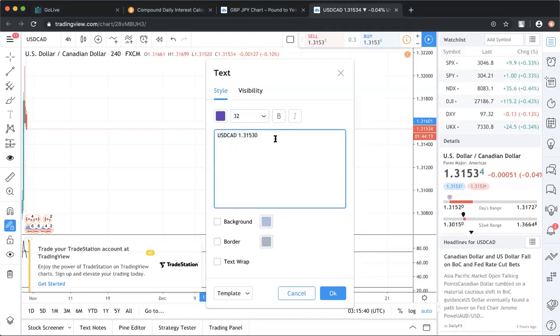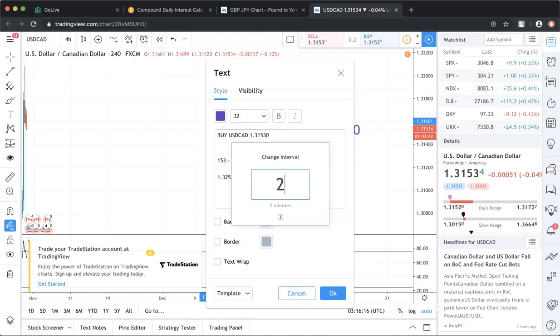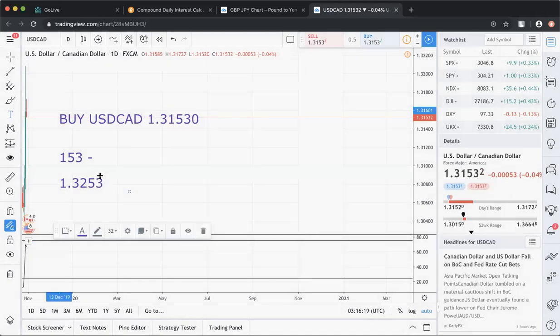So in order to calculate this a little faster, what I do is I focus on these 3 numbers, where I have 153. So let's say we were buying USD CAD at 1.3153, and the price rose to 1.3253, right? So you're going to take the 3 numbers, which is 253, and then you're going to see what the difference is.